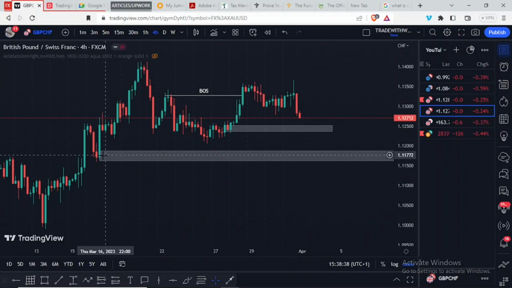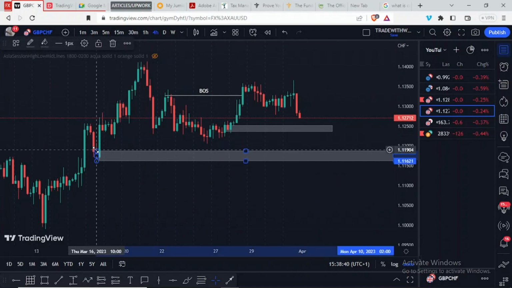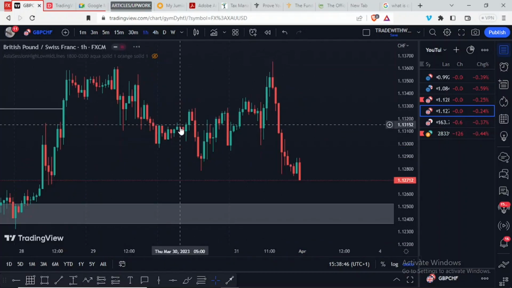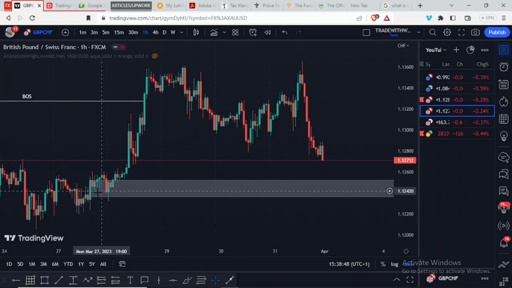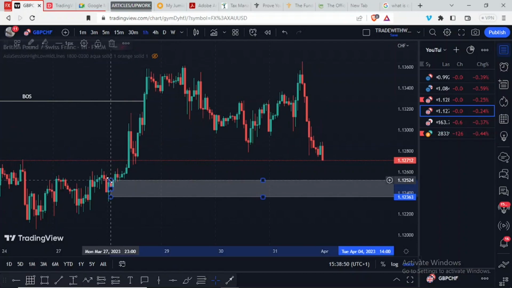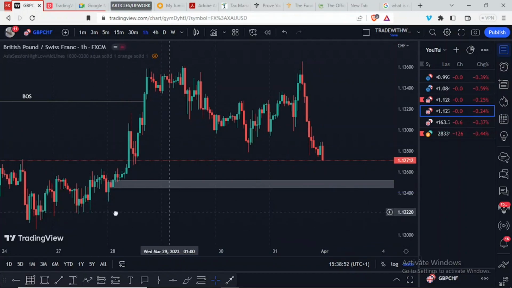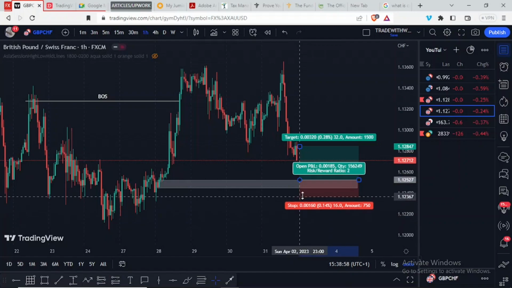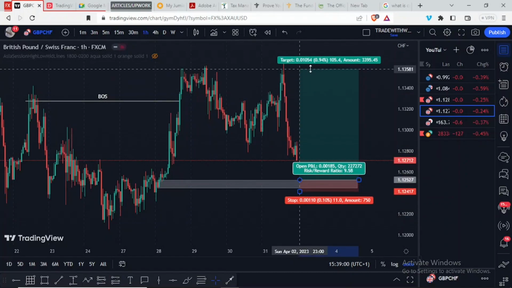And now we have another demand zone over here on the 4-hour time frame, but I don't like this zone. It's just too wide. Then I move to the 1-hour time frame to refine it, like this. Yeah, so we have a good zone over here. This is my analysis on GBPCHF for SMC. SMC is not so frustrating like that.